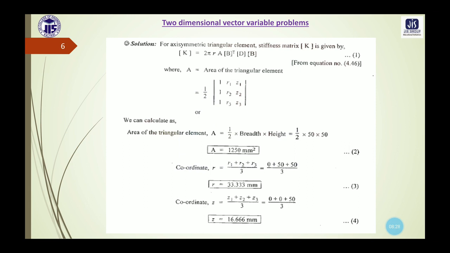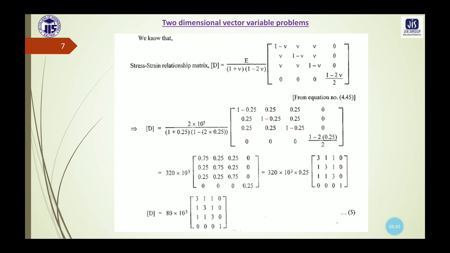So these are the values of R and Z and the area of the triangle that we have calculated till now. Next, we need to calculate the D matrix, that is the stress-strain relationship matrix.